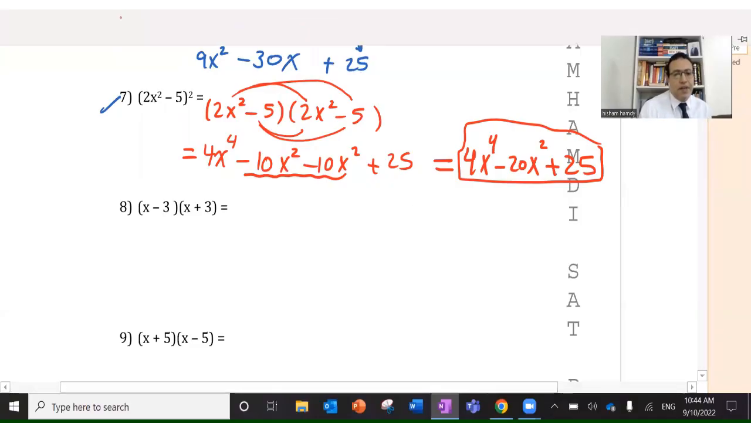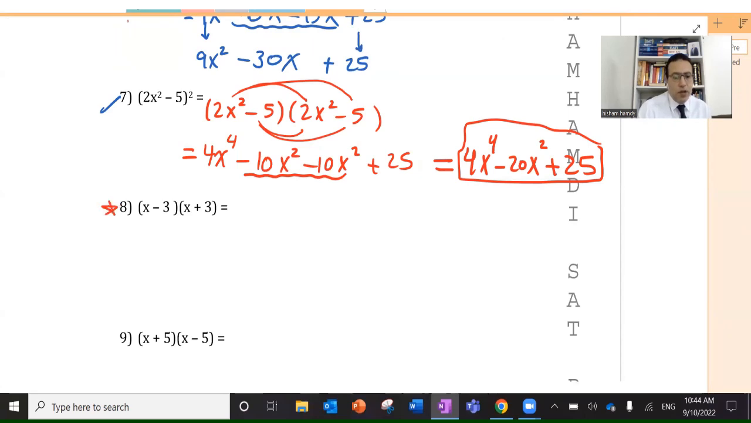Regarding question number 8 and number 9, you should notice that both of them have the same terms, x and x, 3 and 3, but the difference is the sign. So this is, as we said a few minutes ago, called difference of two squares. So all that I have to do is multiply the first by the first and the second by the second. So it's x squared minus.